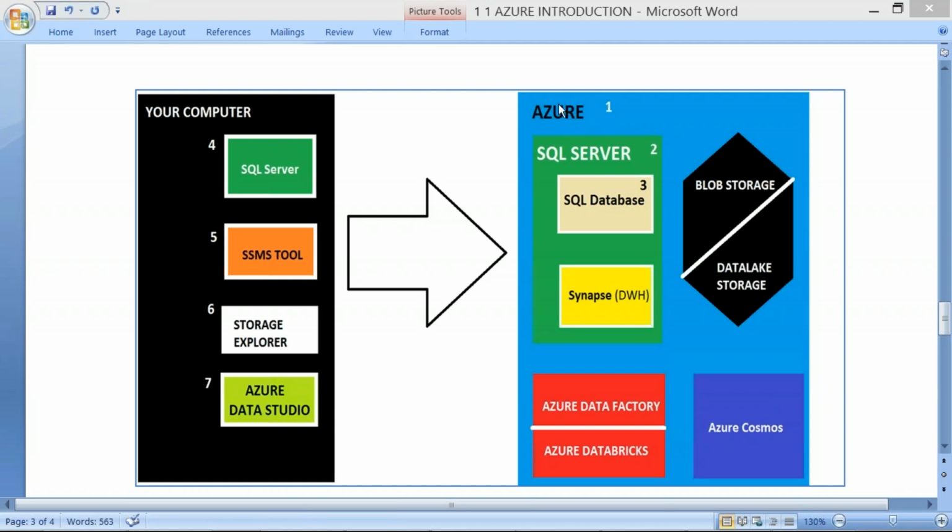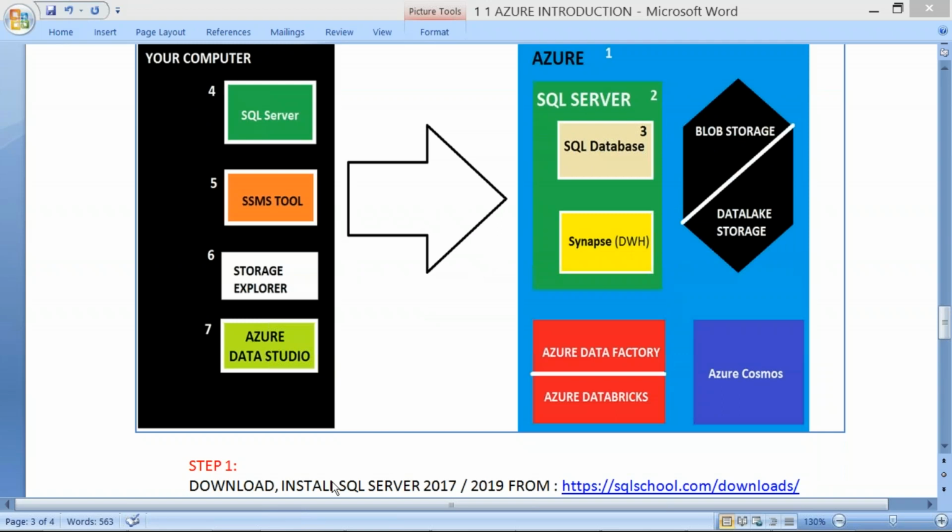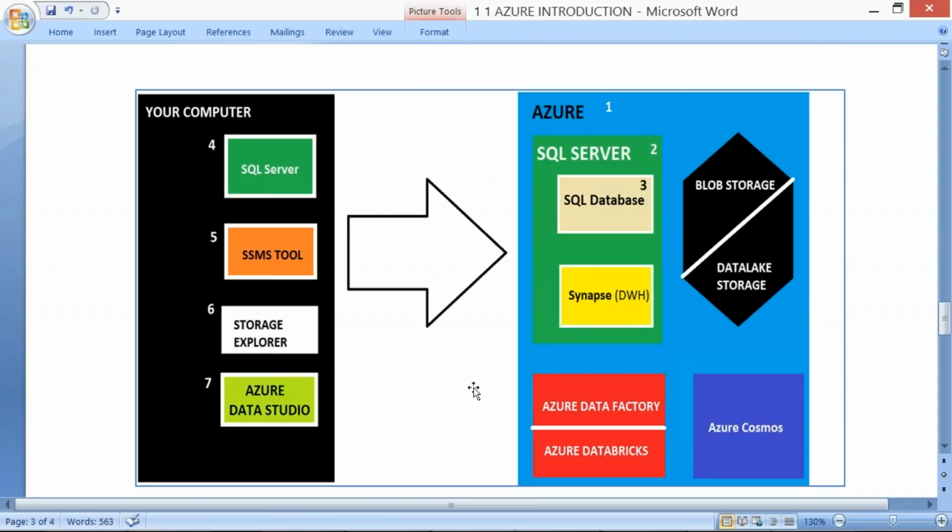The Azure environment involves a huge number of components. I'm listing here what is required for our course, either Azure BI or Azure Data Engineer. To start with, you would first install SQL Server, either 2017 or 2019. In our next class, we'll start working with the lab configurations. And after we install SQL Server, we need to slowly configure the remaining components one by one.